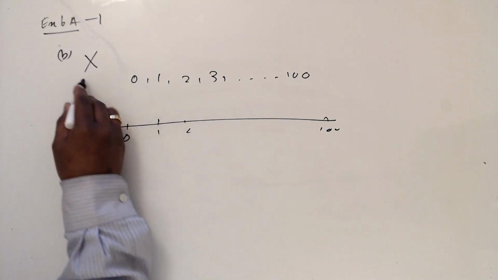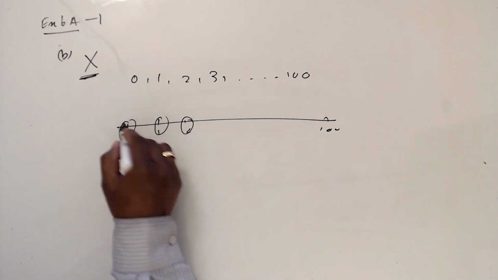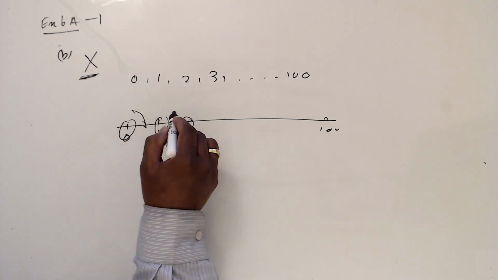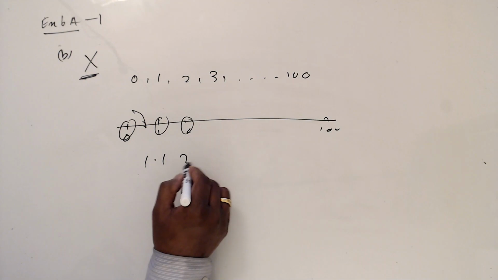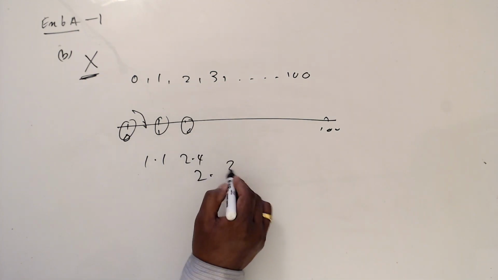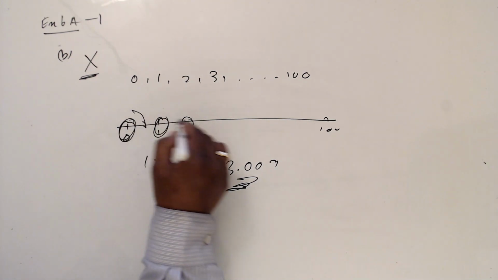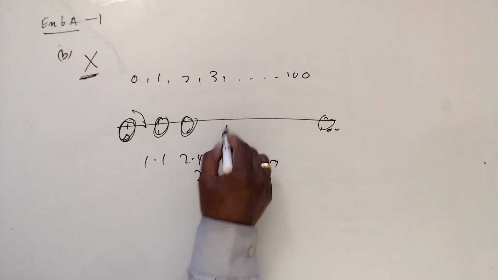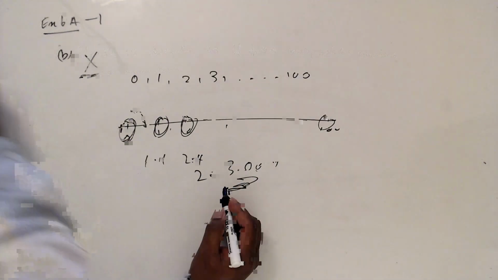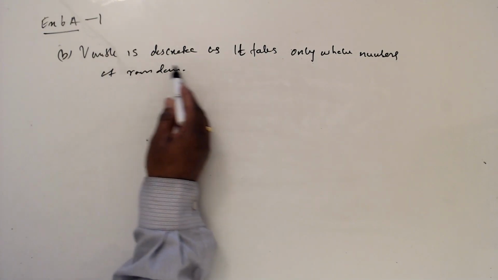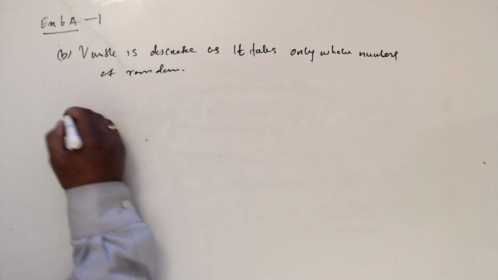this variable takes only certain values, not all the values. The variable doesn't take 1.1 or 2.45 or 3.009. It means it is picking values from the number line, so it is not continuous, it is discrete. Part B is discrete as it takes only whole numbers at random.